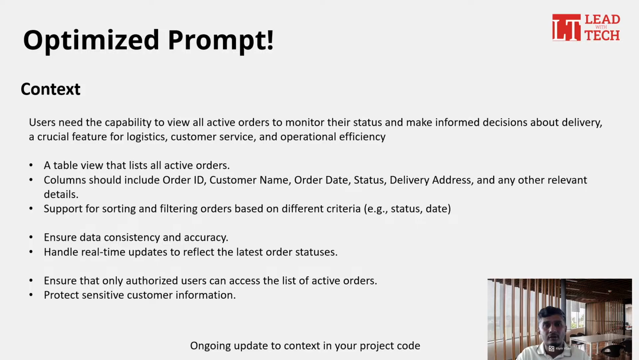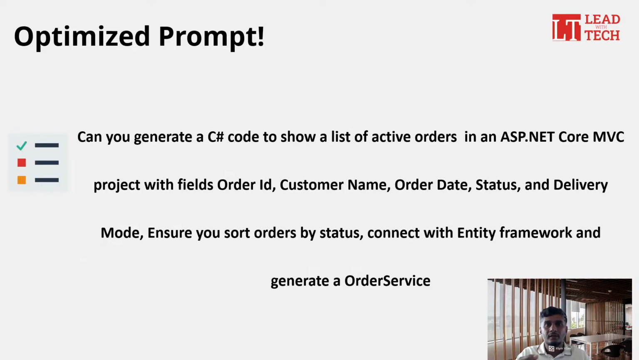So with this context, this is the prompt that is now more detailed: Can you generate C# code to show a list of active orders in ASP.NET Core with so and so fields, sort it by status, use Entity Framework to connect, and also generate an order service. So the prompt is more specific than generic. We are asking for C# code using ASP.NET technology with these 5 columns, sorted by status, connecting using Entity Framework, and generating an order service.